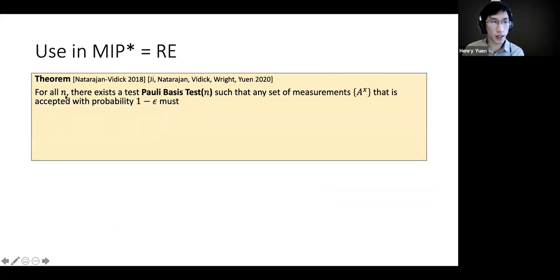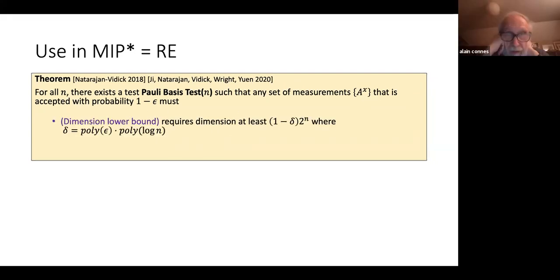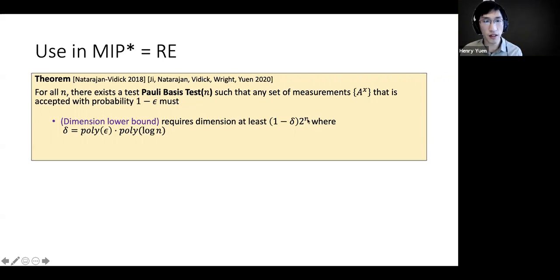So we can come up with a much stronger dimension test, and this is what we call the poly basis test. For all n, there's a test, depending on n, such that if you have a set of measurements that is accepted with probability 1 minus epsilon, then you get 2 to the n, yeah, you get 2 to the n because of Clifford algebras. So you get dimension 2 to the n with some loss. The loss is poly epsilon times poly log n.